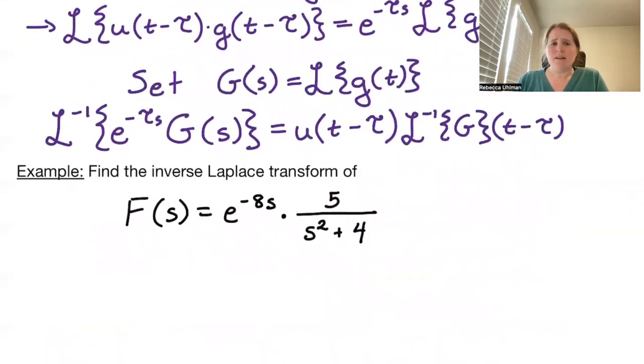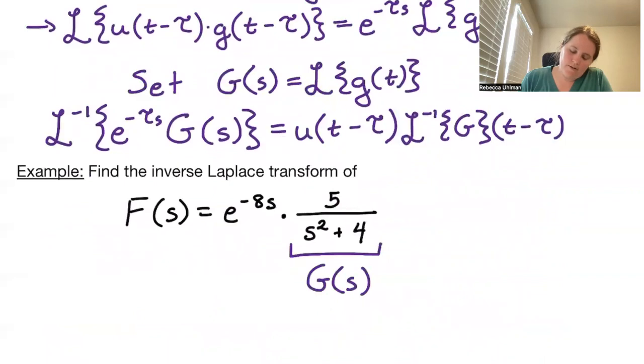So let's say we want to find the inverse Laplace transform of F of s equal to e to the negative 8s times 5 over s squared plus 4. So this 5 over s squared plus 4 is going to act as my capital G of s. E to the negative 8s means we're working with tau equal to 8.